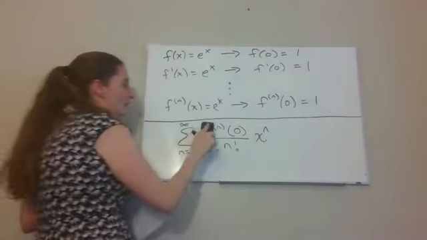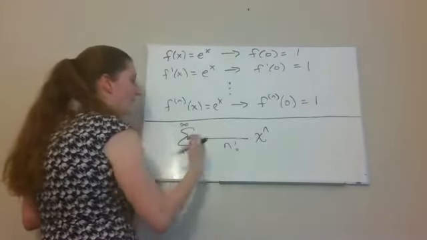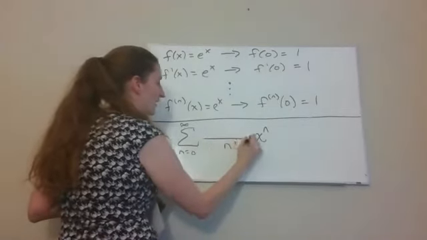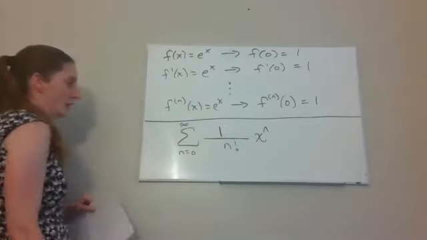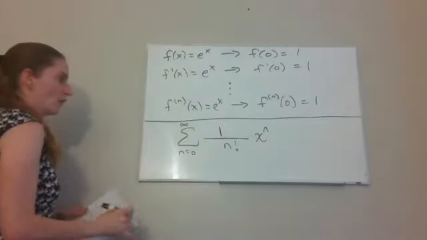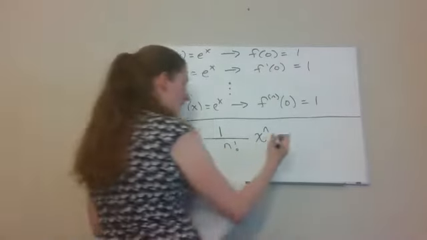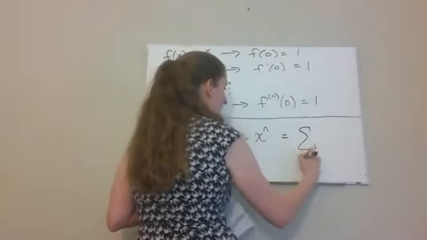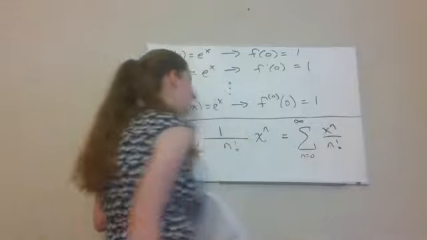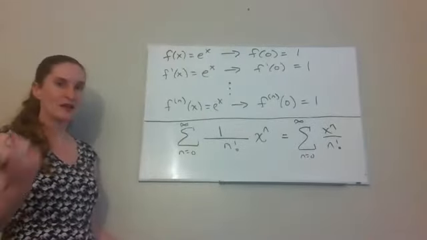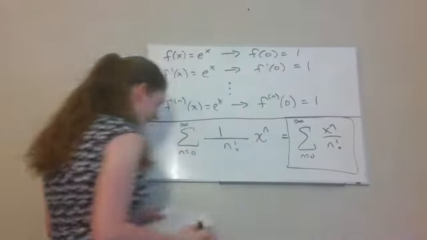Evaluated at 0, I'm still going to get 1. So that means to write my MacLaurin series, instead of having the nth derivative of f evaluated at 0, I plug in what that actually is. It's 1. So my series looks like 1 over n factorial times x to the n, which a lot of times we actually just write as x to the n over n factorial, just because it looks a little prettier that way. So that is the MacLaurin series for e to the x.